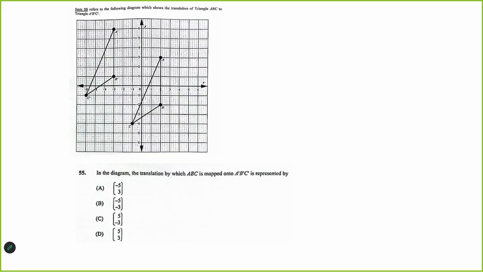Alright? Item 55 refers to the following diagram, which shows the translation of a triangle ABC to image ABC. Now this is a translation. In the diagram, the translation by which ABC is mapped onto image ABC. So we're going from here to here: 1, 2, 3, 4, 5. So it's negative 5 on the x-axis. And we're going up, so it's positive 1, 2, 3. So it's negative 5 here, positive 3 here. So A would be your answer. And that's how you would do this question.